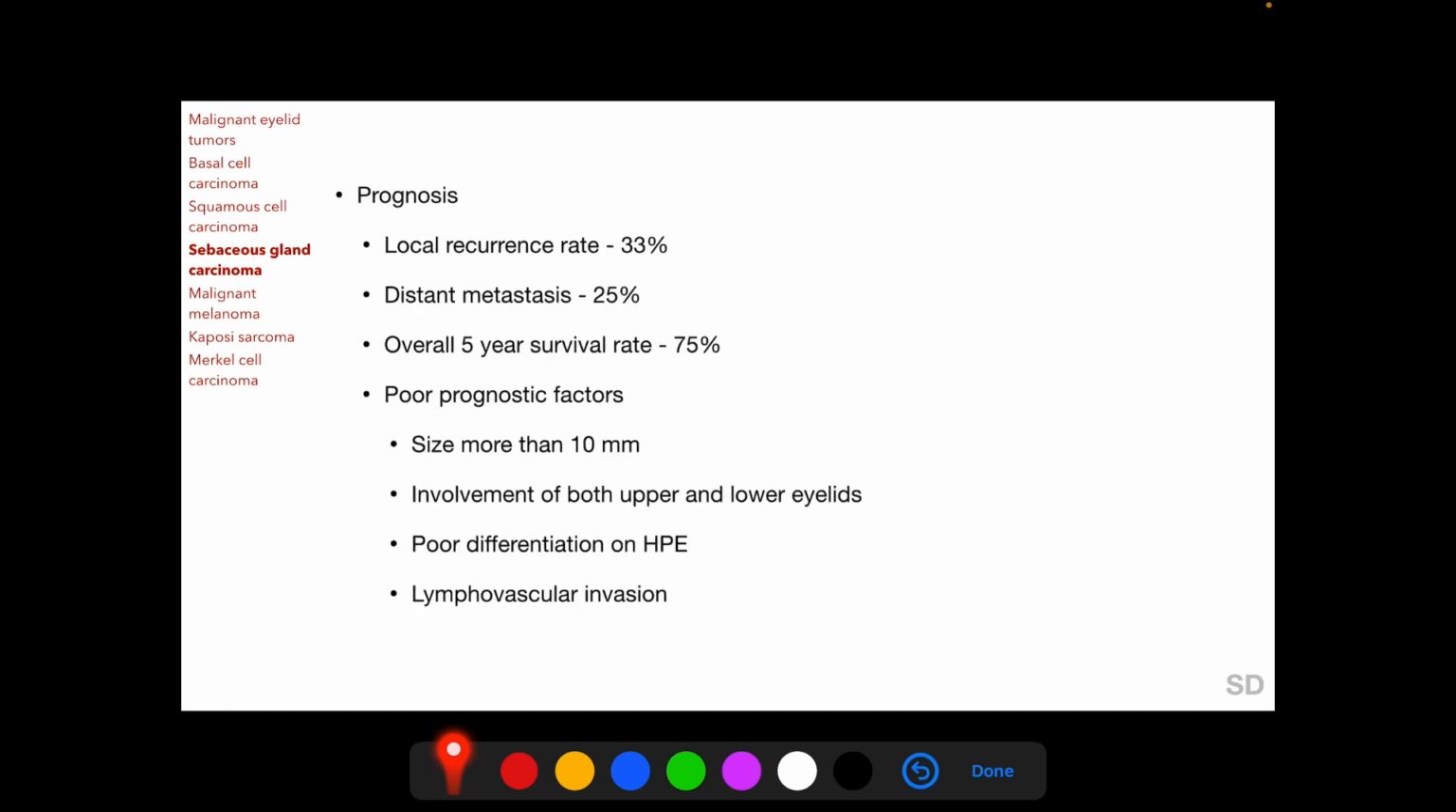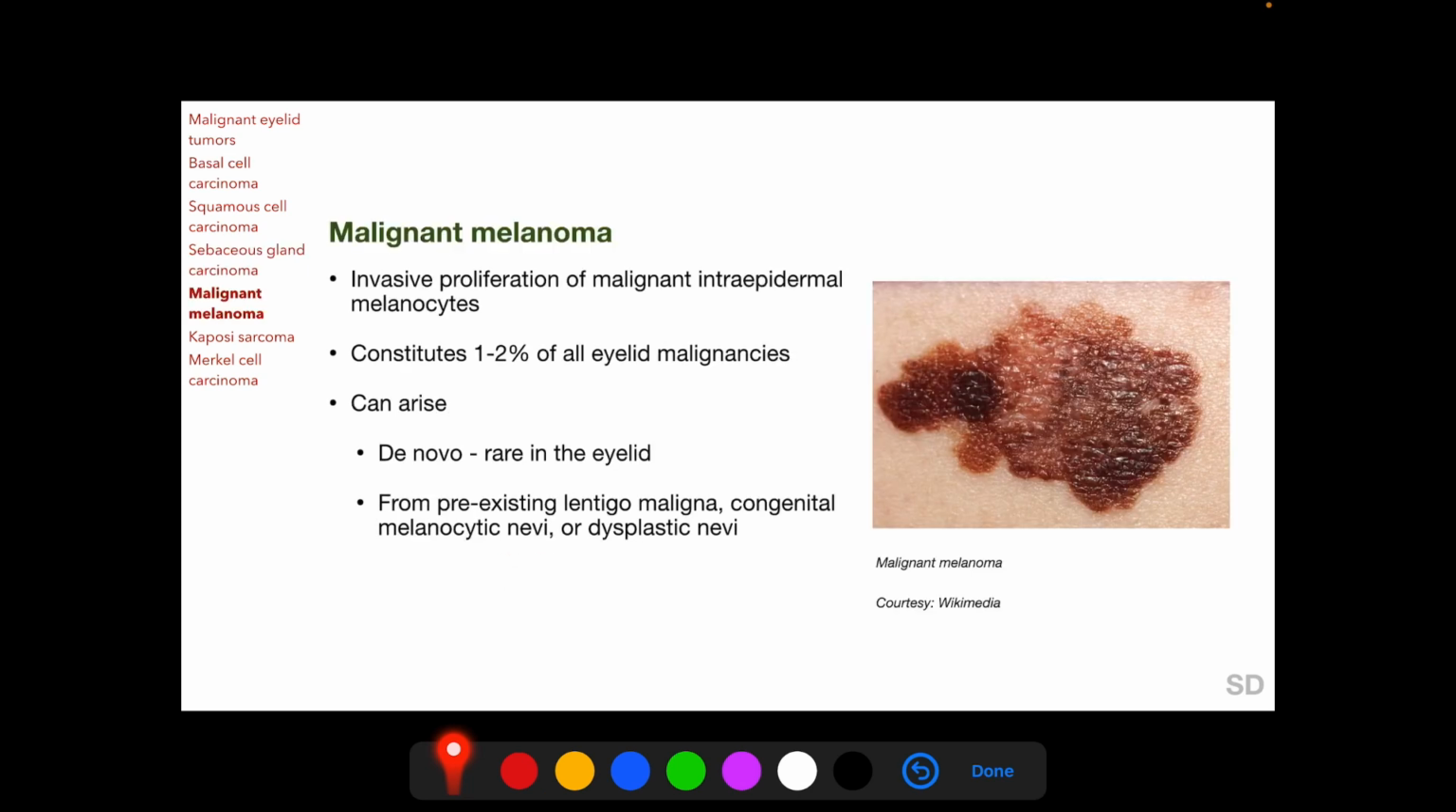Sebaceous gland carcinoma has a 33% local recurrence rate, and one quarter of the tumors have distant metastasis. Overall 5-year survival rate with appropriate treatment is 75%, and poor prognostic factors include primary tumor size more than 10 mm, involvement of both upper and lower eyelids, poor differentiation on histopathological examination, and evidence of lymphovascular invasion.